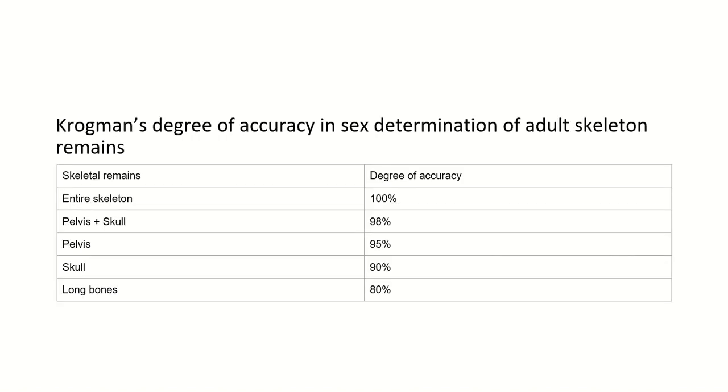Now, Krogman's degree of accuracy in sex determination of adult skeletal remains. If we have the entire skeleton, there is 100% accuracy. If we have the pelvis and skull only, we have 98% accuracy in sex determination. If we have only the pelvis, 95% accuracy; only the skull, 90%; and only long bones, 80%.